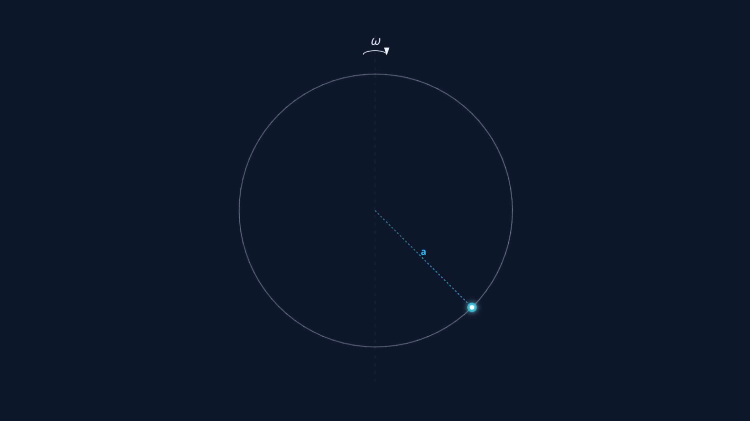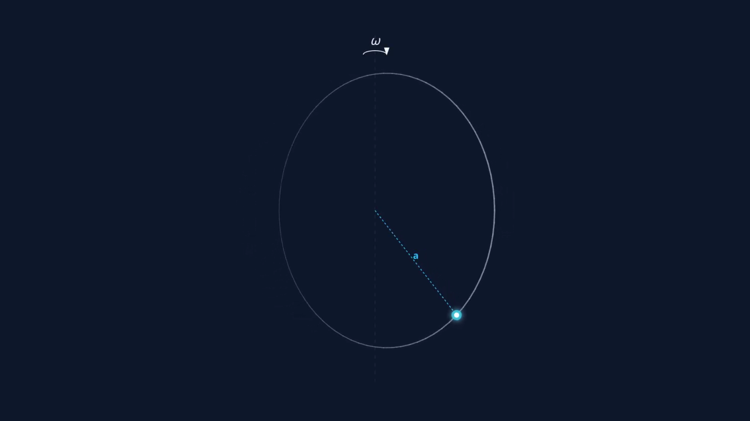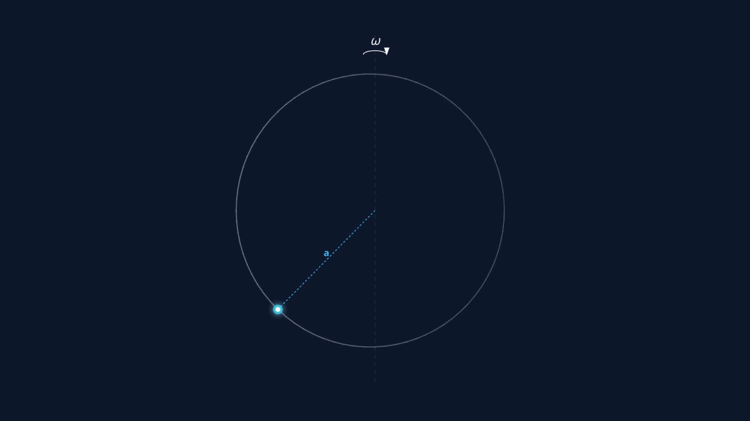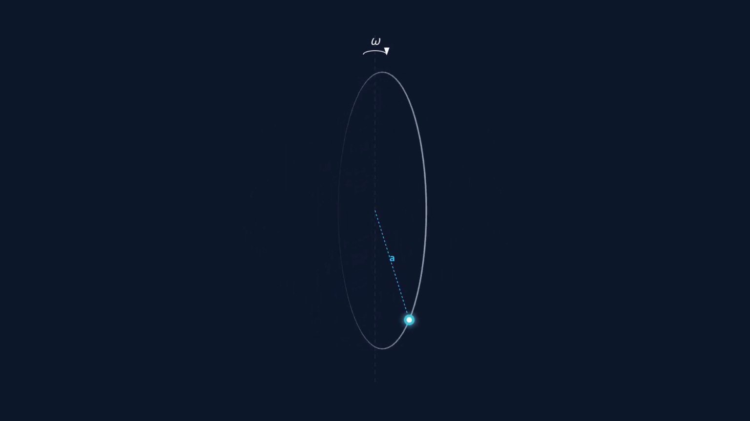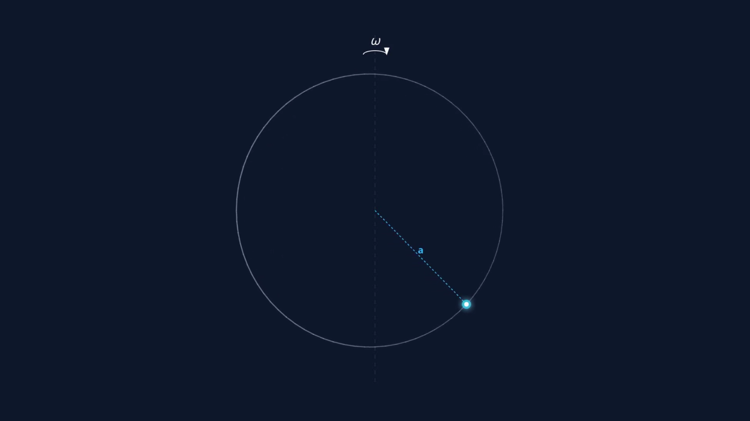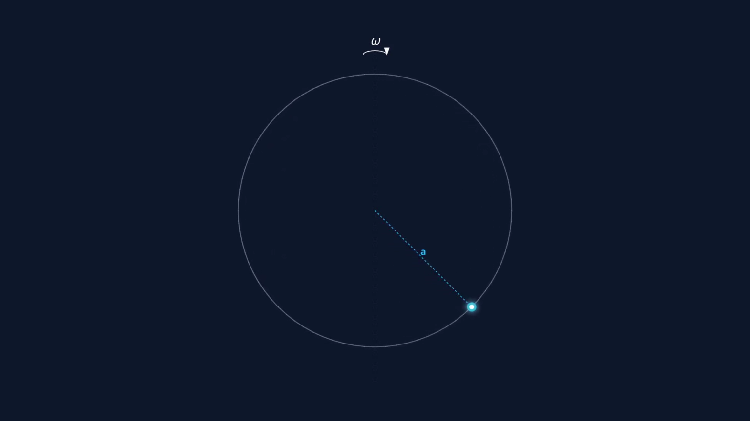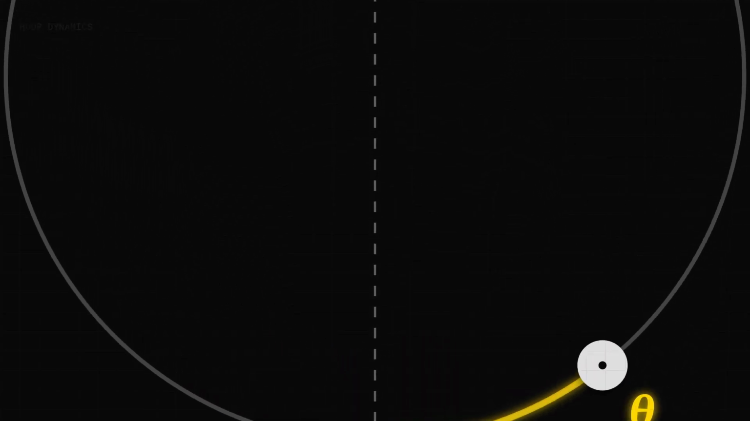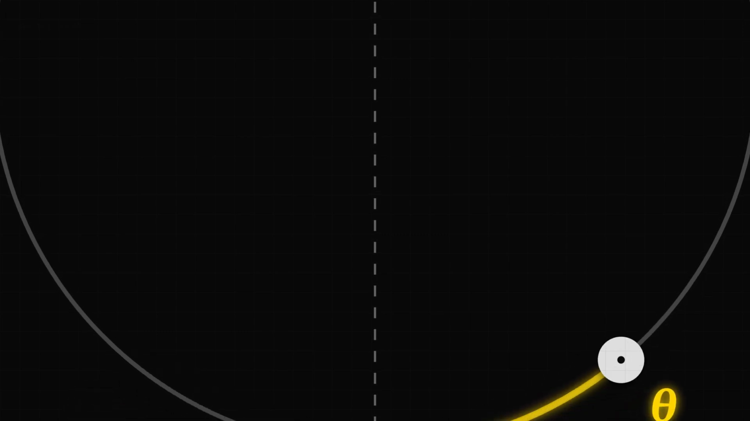Imagine a rigid circular hoop of radius a rotating at a constant angular speed omega about its vertical diameter. On this hoop, a small, smooth ring of mass m is free to slide without friction. We specify the ring's position using the angle theta, measured from the lowest point of the hoop. As the hoop spins, the bead stays in contact, but where will it find its balance?